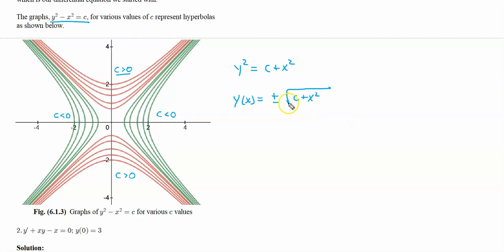Because of this plus or minus, you actually recover two solutions. Now, both of these would be solutions to the original differential equation. If we look at the plus curve, that would generate these curves up here, and then the negative would generate the curves down here.